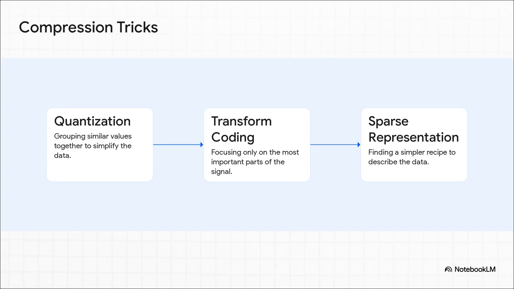Then there's transform coding. This is a smart one. It focuses only on the things our eyes actually notice, like sharp edges, and kind of tosses out the tiny details we'd never miss anyway. And finally, there's sparse representation. This is like finding a super simple recipe to describe a really complex image, letting you get an almost identical result with way fewer ingredients.